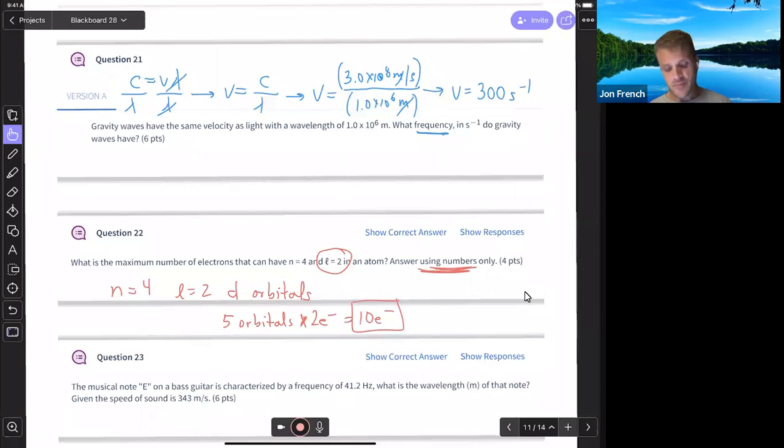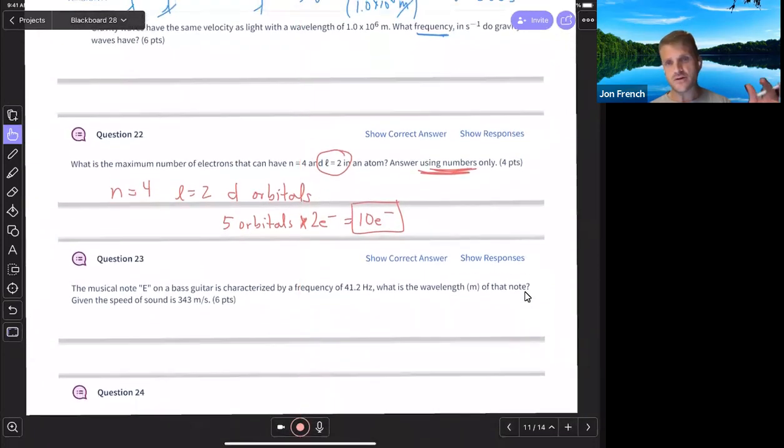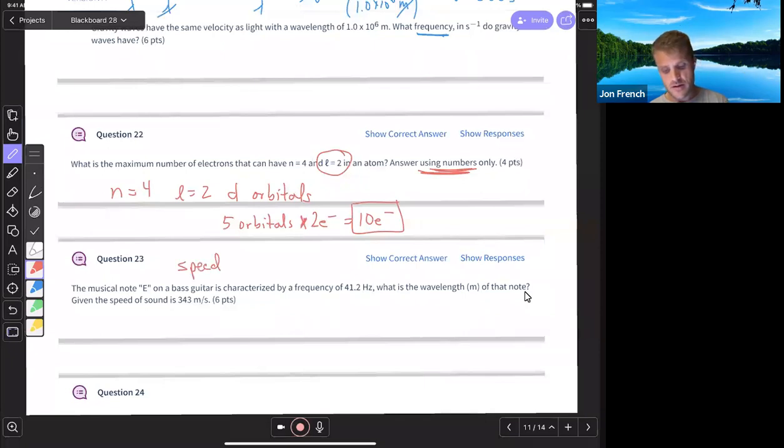Question 23, I just kind of added this in because I thought it was interesting to think about. All this chapter focused on the speed of light and electromagnetic radiation, which moves at the speed of light, but the same wavelength and frequency relationship also pertains to sound. It's just not moving at the speed of light, it's moving at the speed of sound. But we can still use that same equation to say speed equals my frequency times my wavelength.